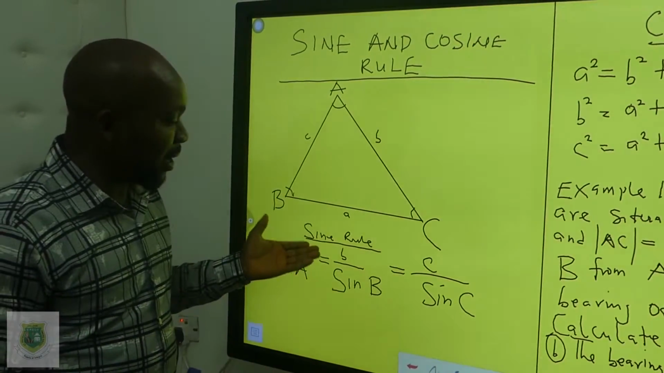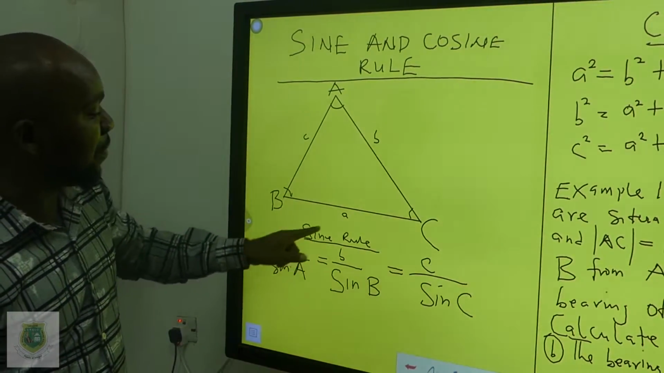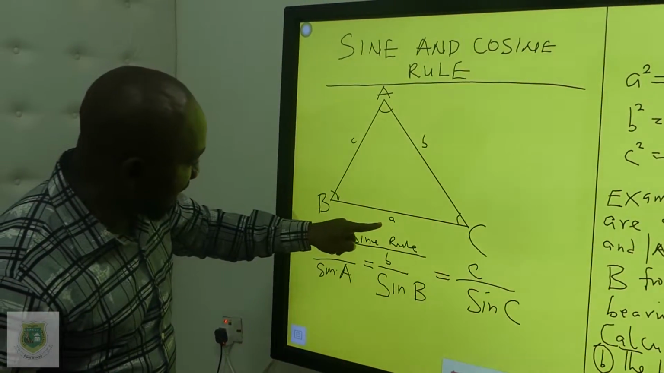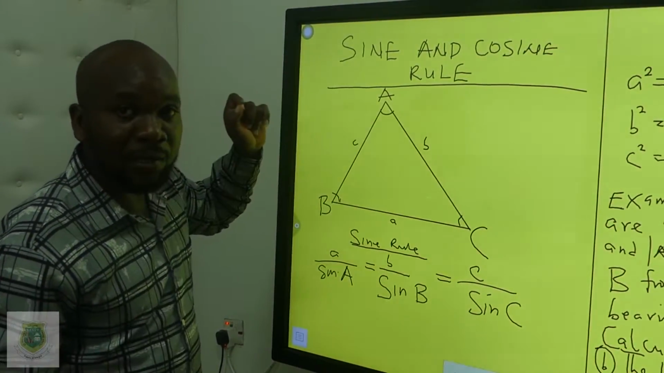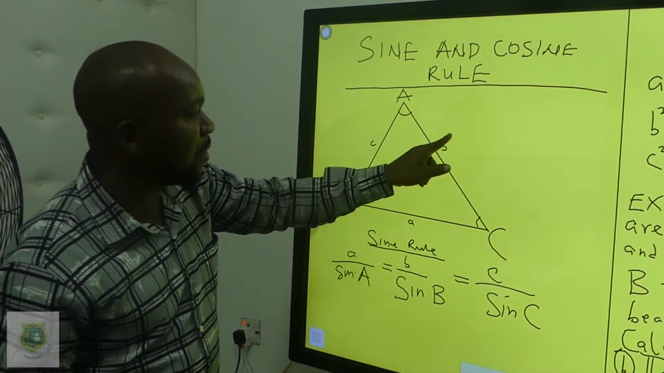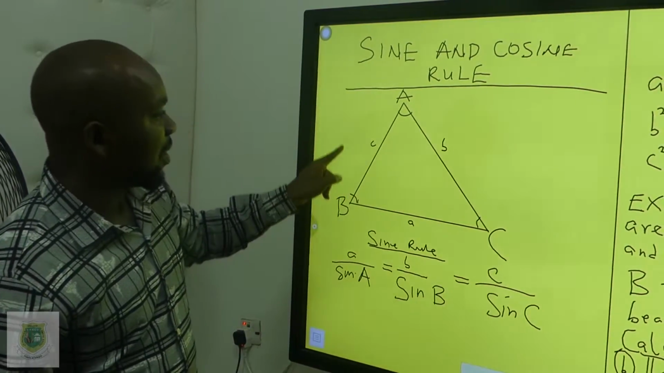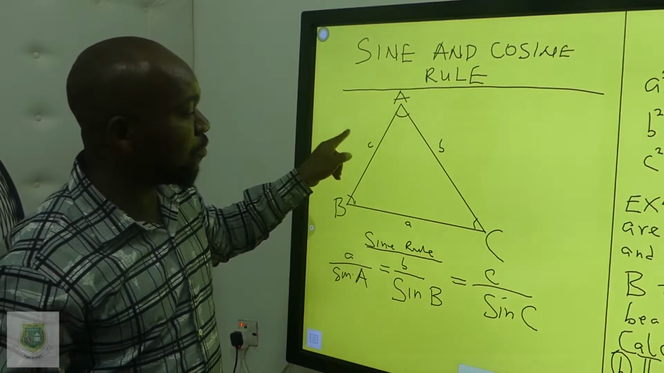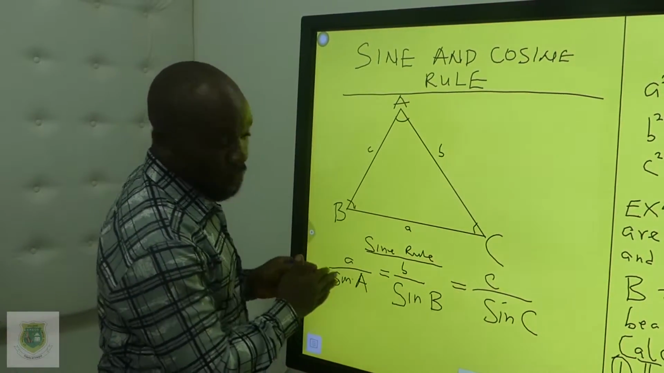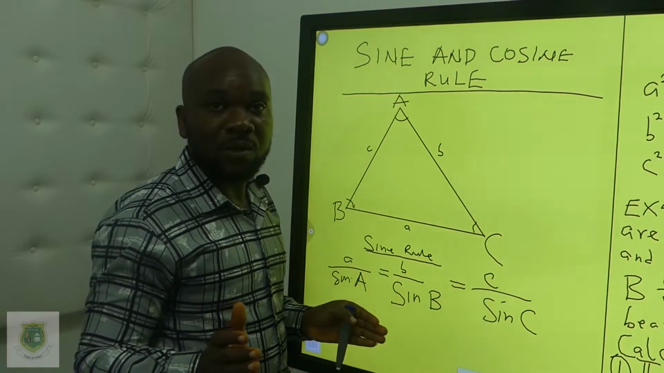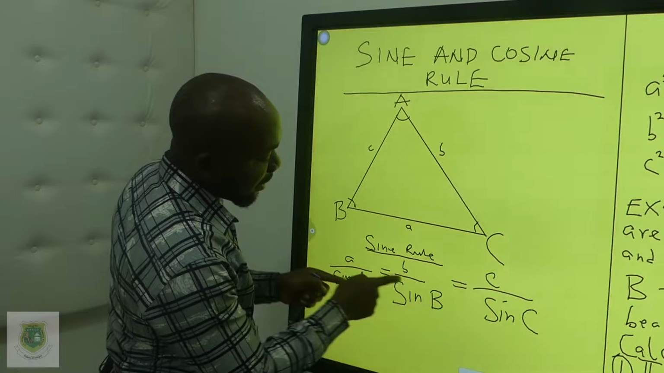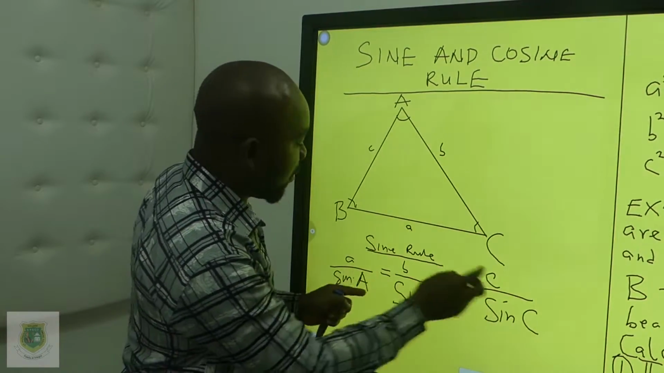The sine rule is: a over sine A equals b over sine B equals c over sine C. Remember that you can only solve two at the same time. There is no way you will solve all three at the same time. It is either this and this, or this and this, or this and this.